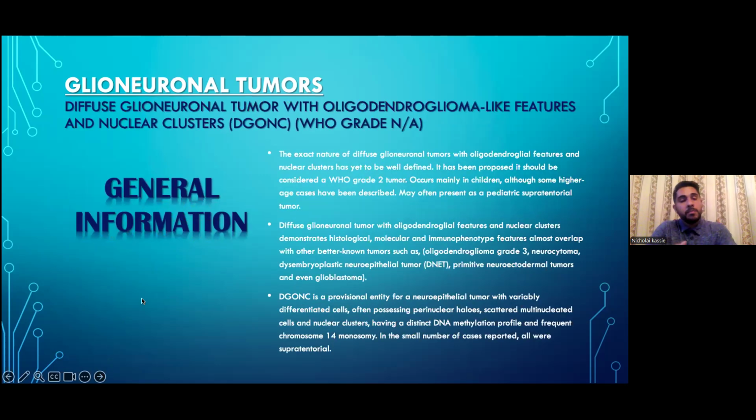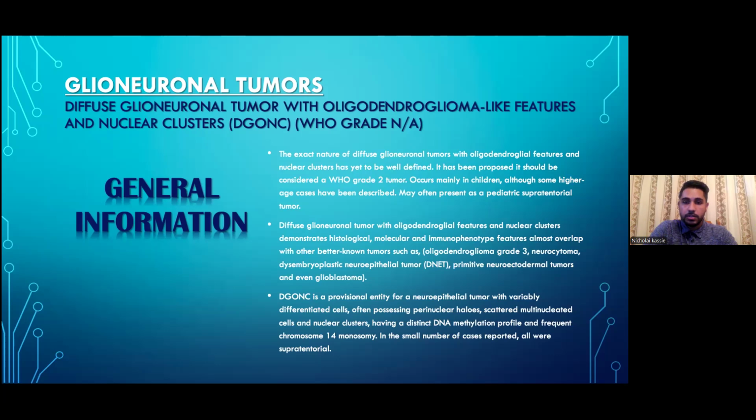Moving on to the next type of tumor, which is diffuse glioneuronal tumor with oligodendroglioma-like features and nuclear clusters, DGONC. At present, we do not have a very distinct WHO grade for these types of tumors. The exact nature of these diffuse glioneuronal tumors with oligodendroglial features and nuclear clusters has yet to be well defined. It has been proposed it should be considered a WHO grade 2 tumor.